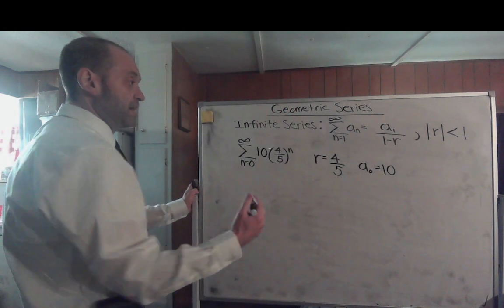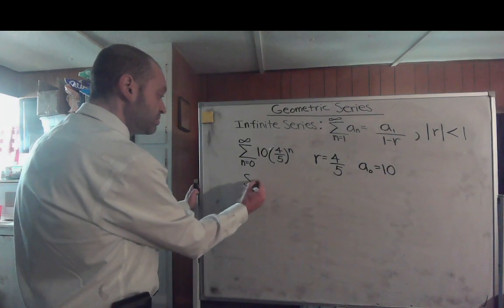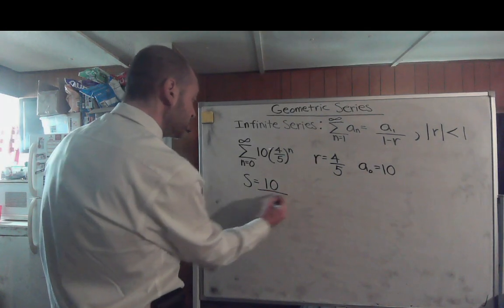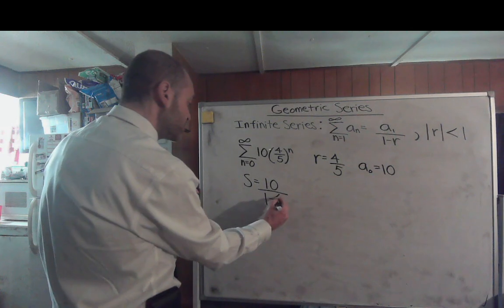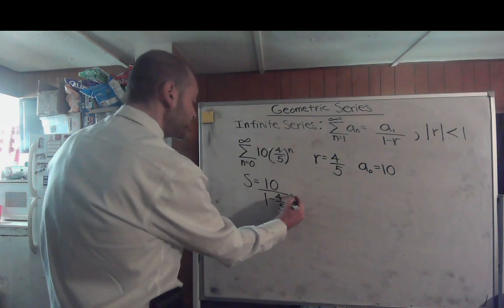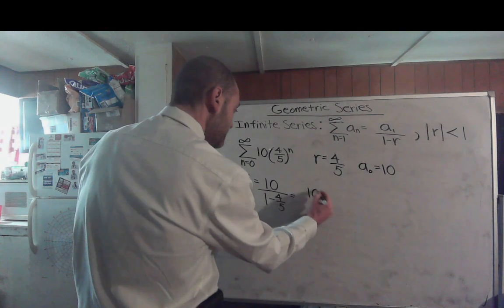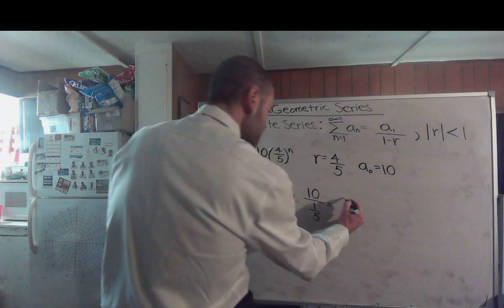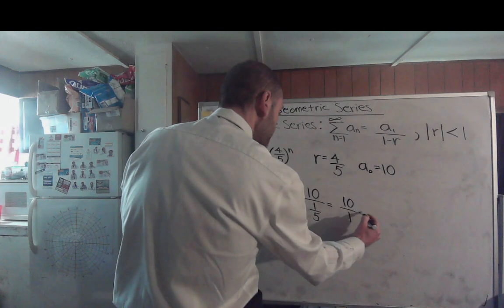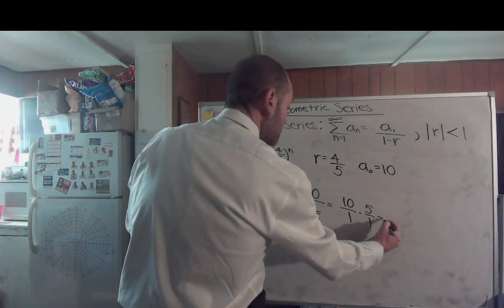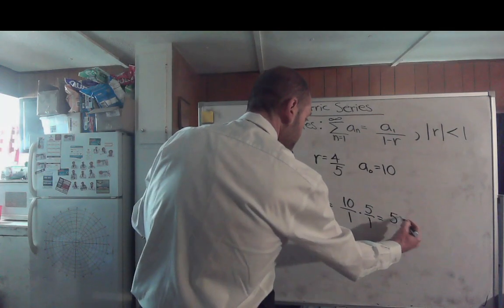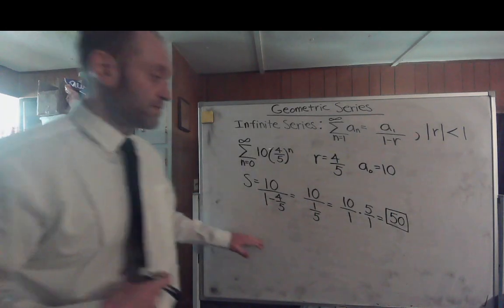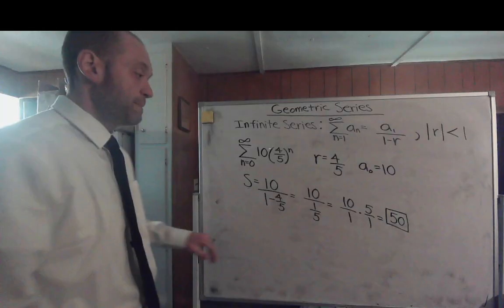So now we can find the sum. The sum is just going to equal then our first term of 10 all over 1 minus our common ratio of 4/5. Well, that's going to equal then 10 all over 1/5, which would give us 10 over 1 times 5 over 1, which would put us at a sum of about 50. So this infinite series will converge to a sum of 50.